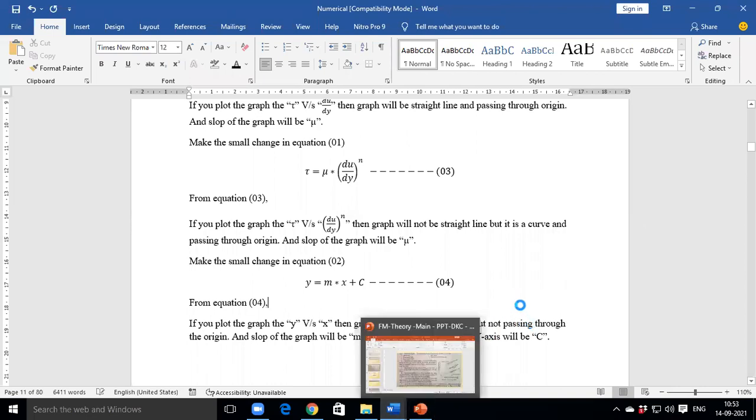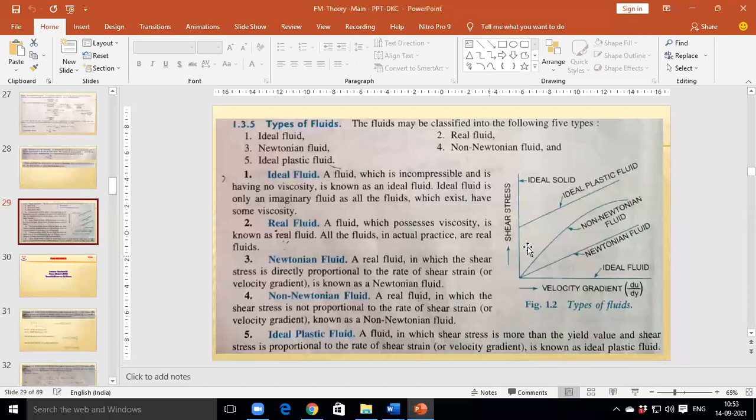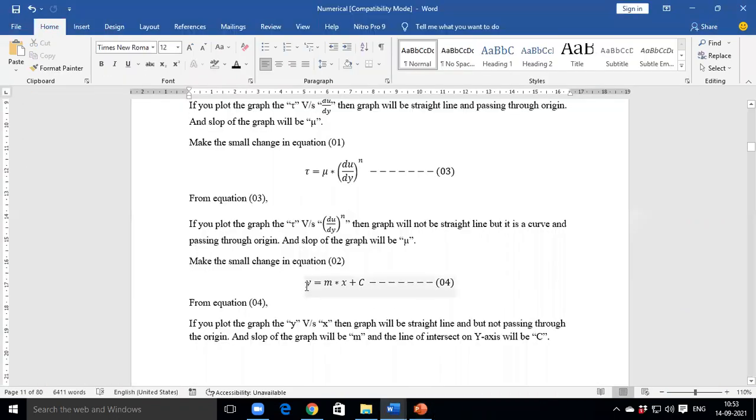See here, line of intercept. This line is a straight line. Is it visible in this graph? Yes, sir. Is this line passing through the origin or not? Not passing through the origin. This line is not passing through the origin. It means that this line obeys this equation.